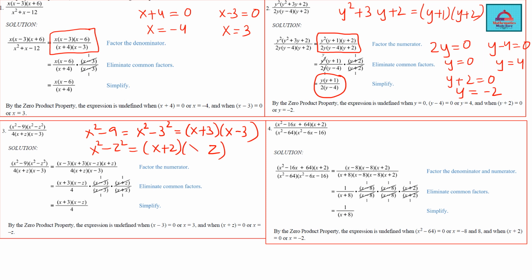Yeah. So now if you use this factorization, there are some terms which are going to be cancelled. You eliminate the common factor, and this is the simplified expression you get. So the denominator is becoming 0 at 2 points. One is when x is equal to z, and one when x is equal to 3. In a similar way, you can get the answer for question number 4.